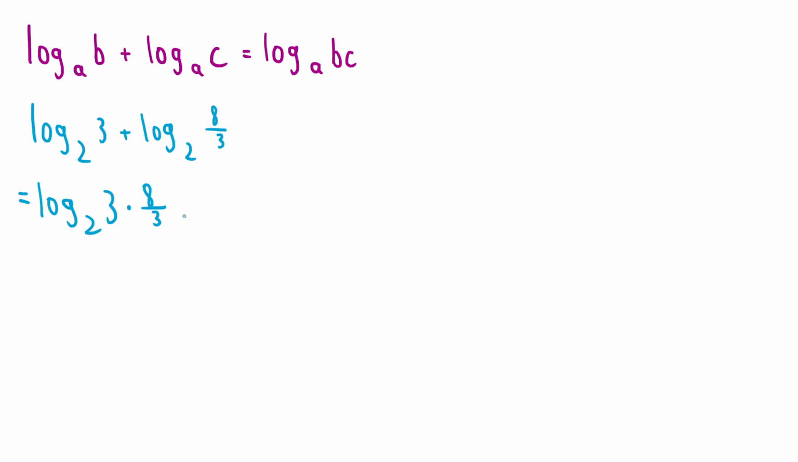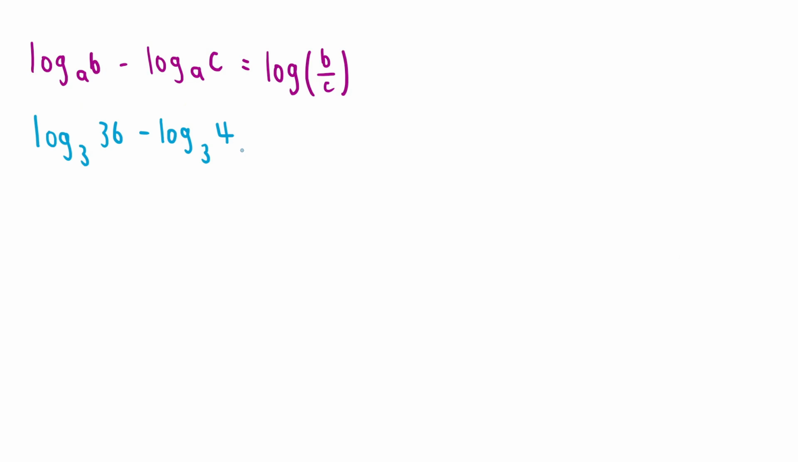3 times 8 over 3 is just equal to 8, so this simplifies to log base 2 of 8. And now we'll notice that we can easily compute log base 2 of 8, since we know that 2 to the power of 3 is equal to 8. So this means this logarithm is just equal to 3. In this problem type, we had a sum of logarithms where the individual logarithms were hard to compute, but once we combined it into a single logarithm, it was easy to compute, and we ended up with an integer answer.